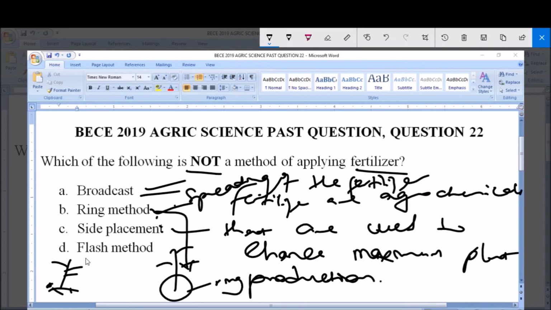Now D here says flash method. Flash method is not a method of fertilizer application in agriculture. So D here is the answer to our question, because the question says which of the following is not a method of applying fertilizer, and we have broadcast method, which is spreading of fertilizer. We have the ring method, like I told you, and then the side placement. But flash method here is not applicable in agriculture. So the answer to this question is option D, flash method.